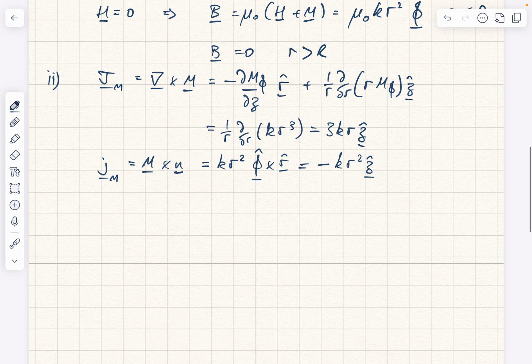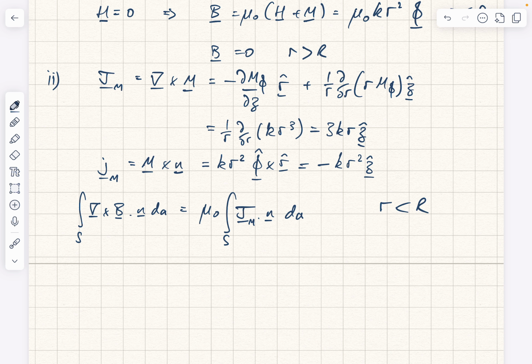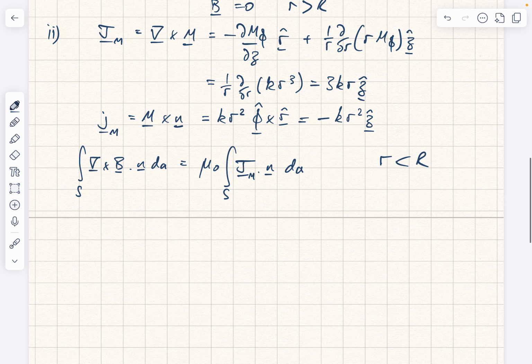Let's calculate b again. So we're going to say that the surface integral of the curl of b, dotted with n dA, is going to equal mu naught times the surface integral of Jm dotted with n dA, because there's no free current density. If I said closed surface, I didn't mean closed surface. It's not a closed surface. And we're again going to say that r is less than capital R, so at this point we're not interested in the surface polarization current density.